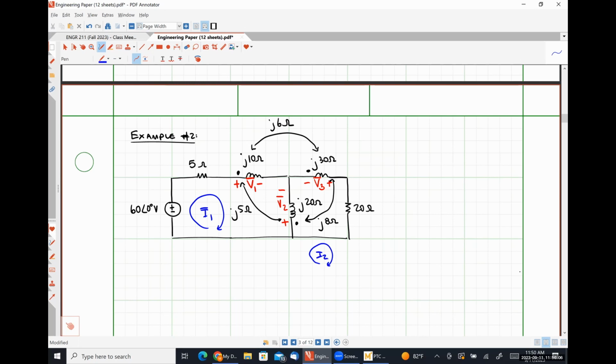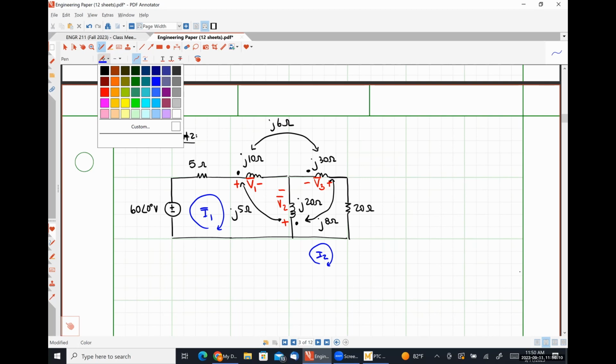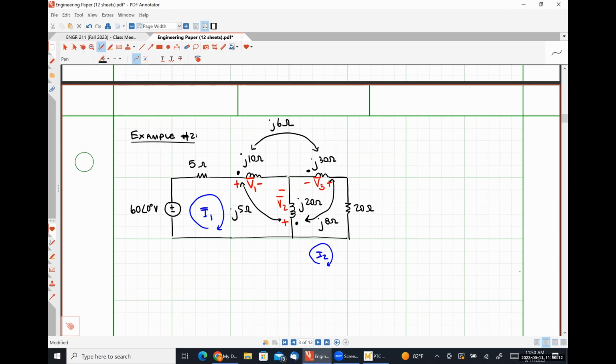So I'm going to approach this just like I approached the previous problem. I'm going to solve for V1, V2, and V3 first, and then we'll plug that in as appropriate when we get to our KVL equations.